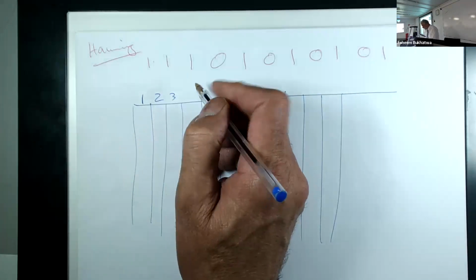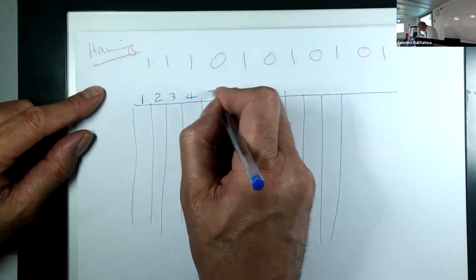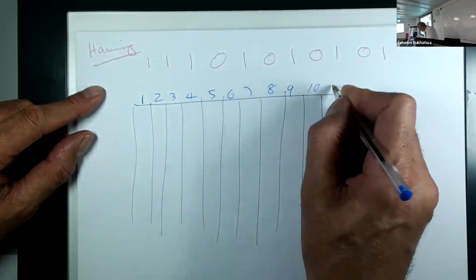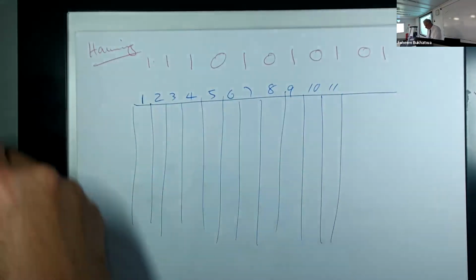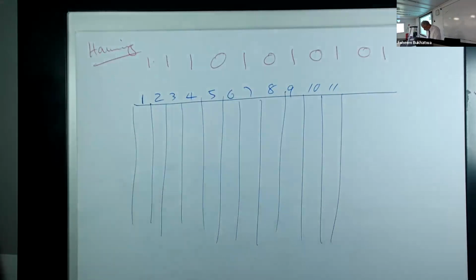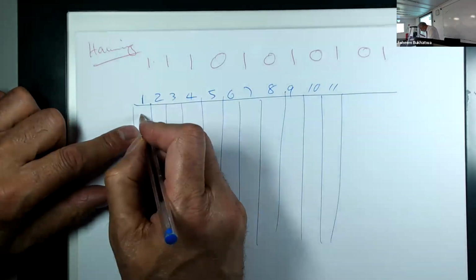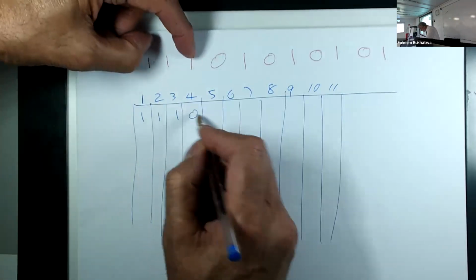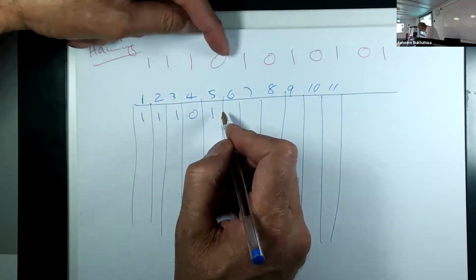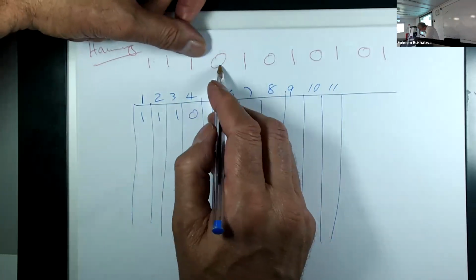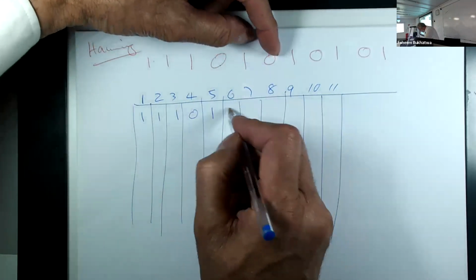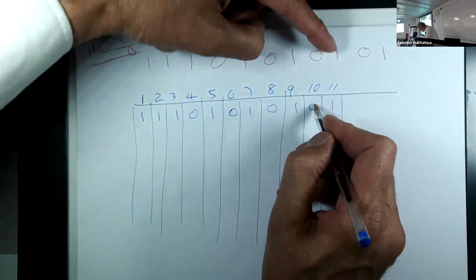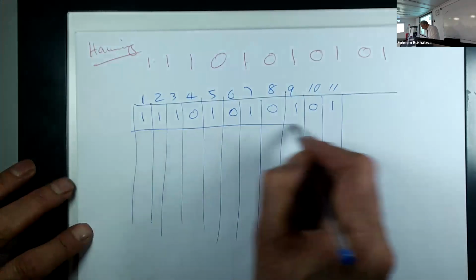Just number them clearly. 1, 2, 3, 4, 5, 6, 7, 8, 9, 10, 11, and fill in the information. So this is 1, 1, 1, 0, 1. Follow me if I make a mistake, please. 0, 1, 0, 1, and another 0, 1, and another 0, 1. That's simple, isn't it? So that's the frame received.